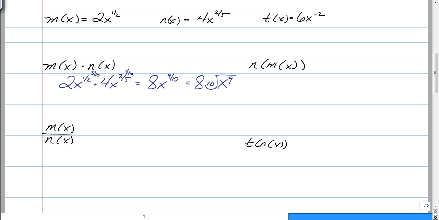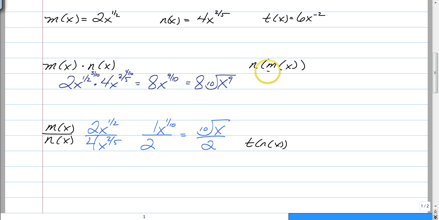The one below it, that's m of x, so 2 times x to the 1/2 divided by 4 x to the 2/5. So you're just going to have to subtract, and you're going to end up with 1/10. So 2 over 4 reduces to 1/2. And that's going to give you an x to the 1/10 power on the top. Of course, we'll rewrite that as the 10th root of x over 2. That's how you simplify. And then, of course, you have your compositions.